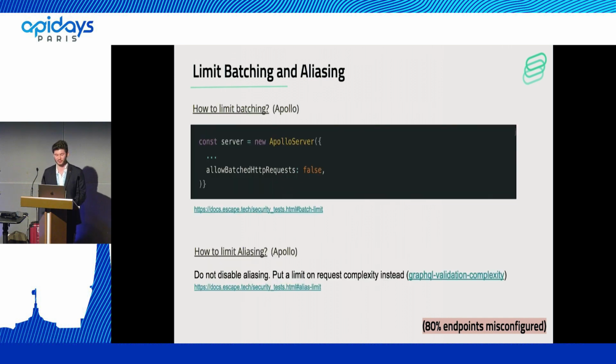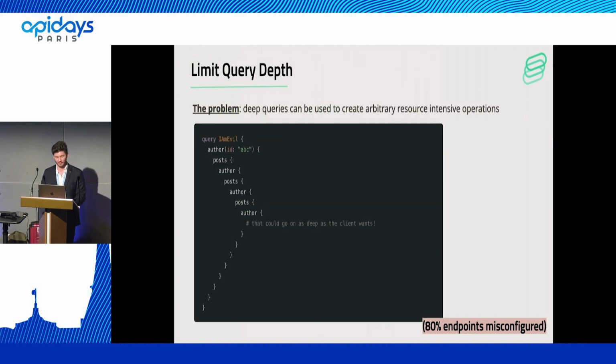I'll give examples for Apollo, but it is very similar for other kinds of GraphQL engines, at least non-JS-based ones. So basically, you can deactivate batching, and for aliasing, I don't advise deactivating it, but rather putting a limit on request complexity, which I will show after.